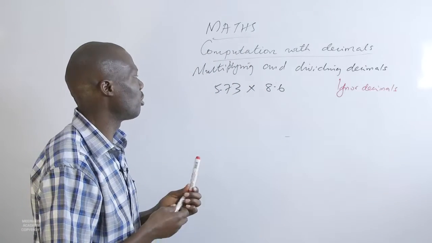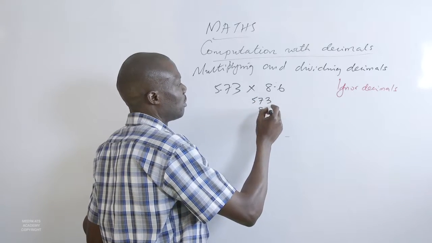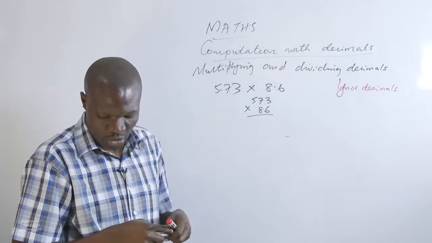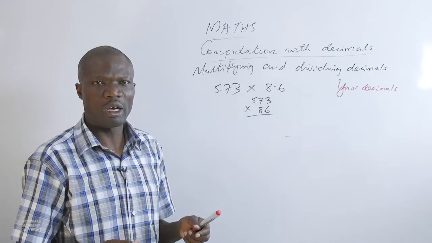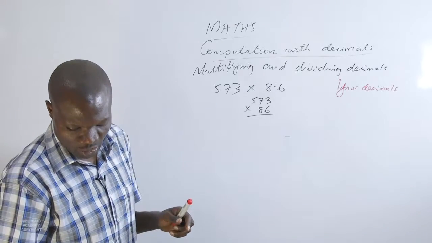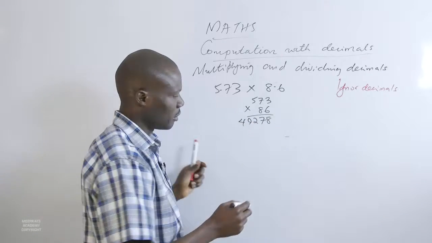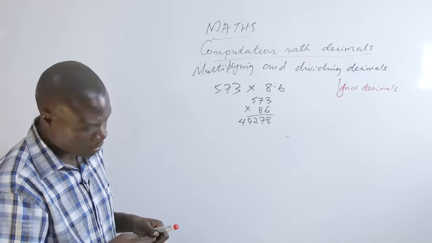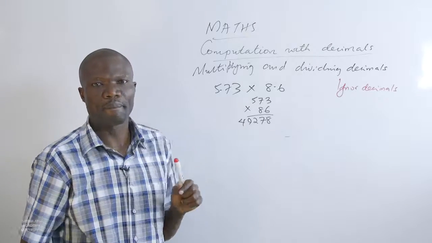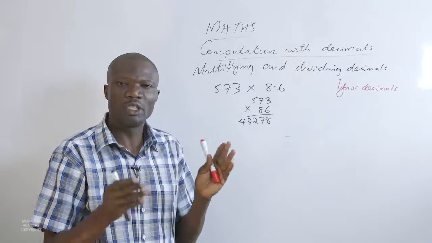If you ignore the decimals, you'll have that is the multiplication. We are multiplying. You can use a calculator, you can use whatever gadgets you have, as long as you come up with the correct answer. And when you multiply that, you'll get 49,278. Does this number have decimal places? At the moment, no.